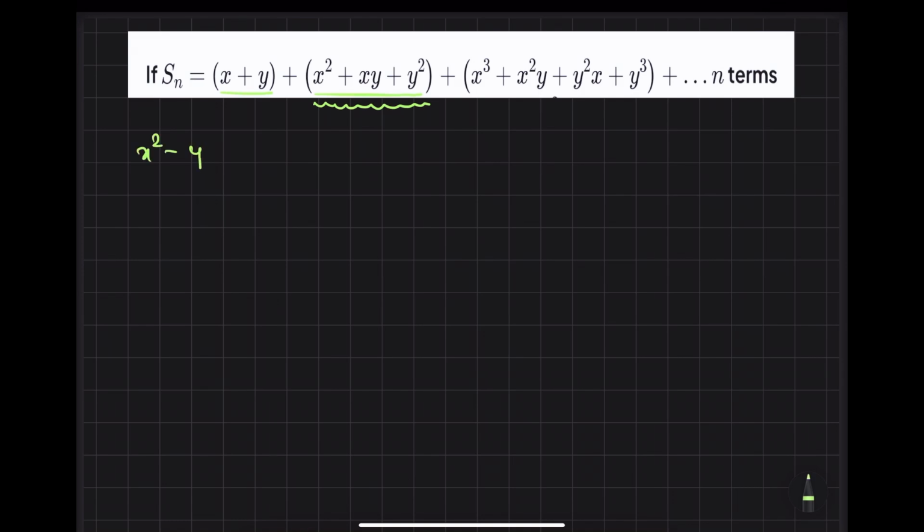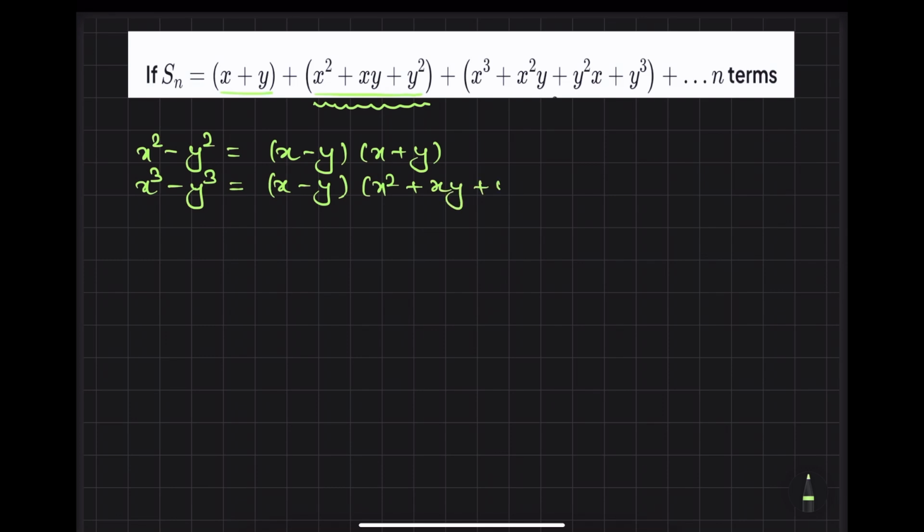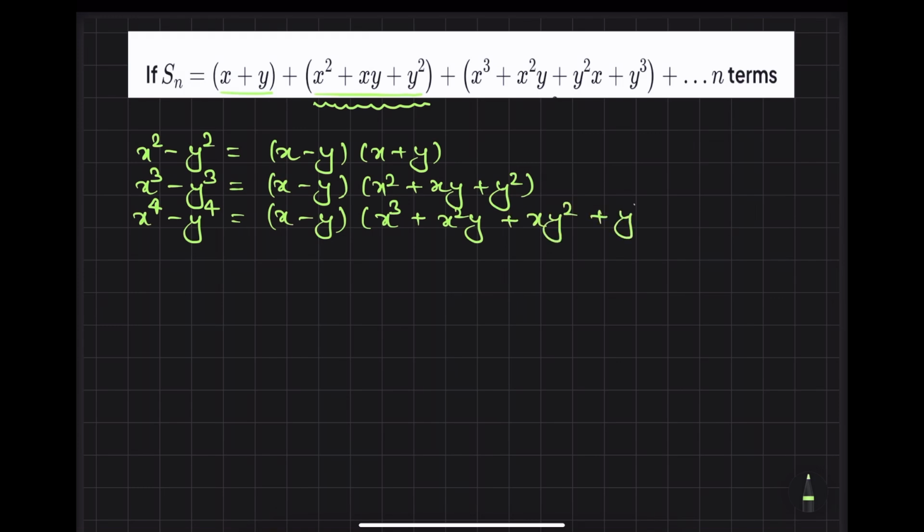Suppose you have x square minus y square. So how will you respond? Sir, x minus y, x plus y. Then x cube minus y cube, we got x minus y, x square, xy, y square. Then we got x power 4 minus y power 4. We have x minus y and then x cube plus x square y plus xy square plus y cube.